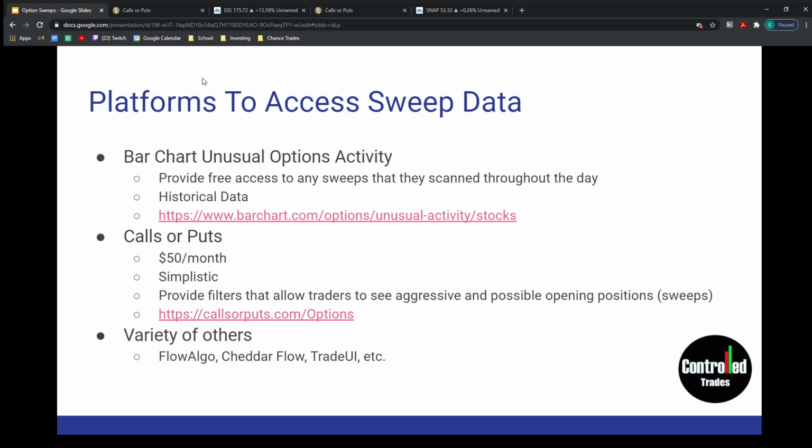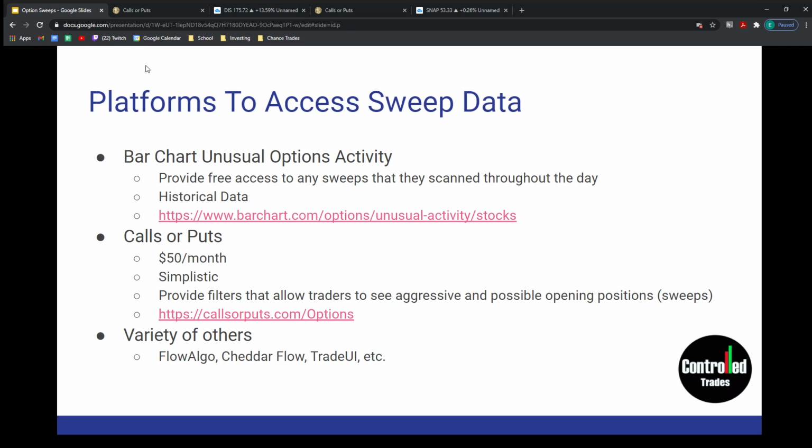And what Calls or Puts has that sets them aside from other options platforms is they provide traders with filters that they deem as aggressive and possibly opening positions. And these are usually positions that should catch your attention and you may want to follow if your analysis confirms it.